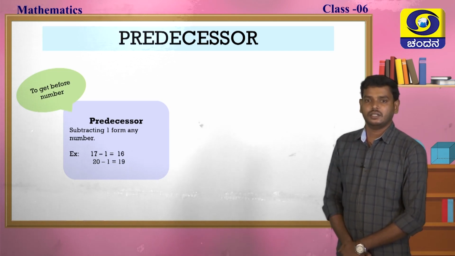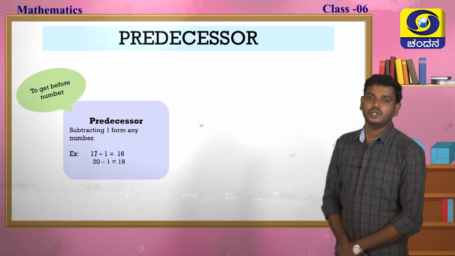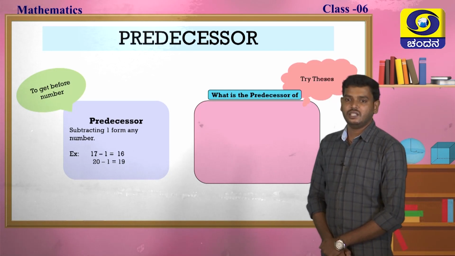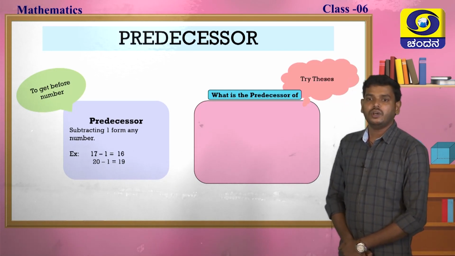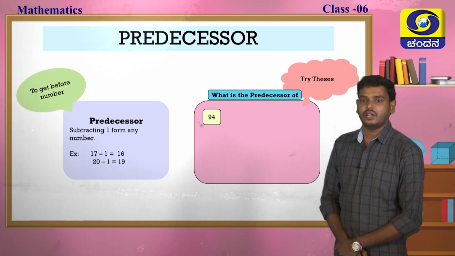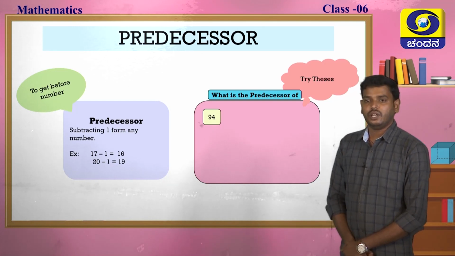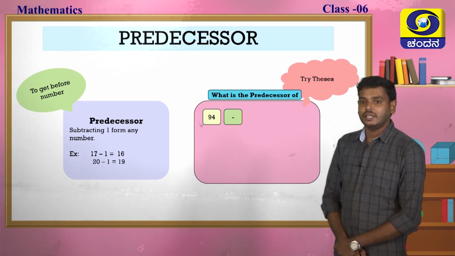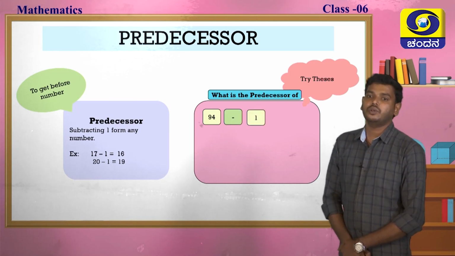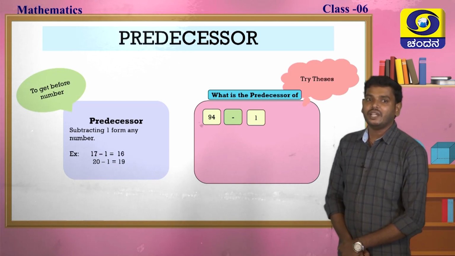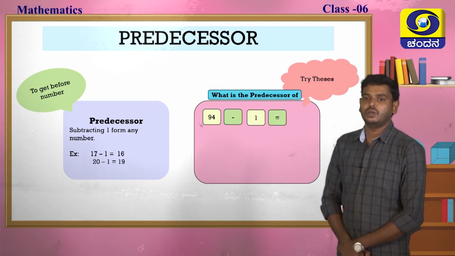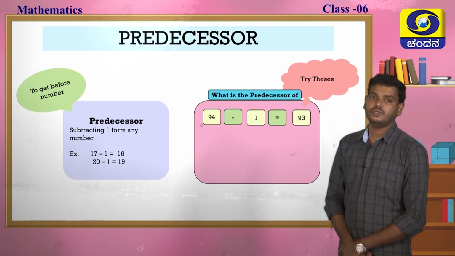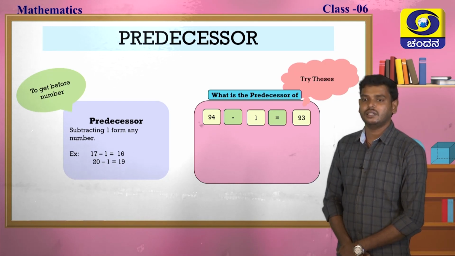Let us take another set of examples, children, so that you can understand clearly. Now, we will try these examples. What is the predecessor of the first one, 94, they have asked. To find the predecessor of 94, what will I do? We have to subtract 1. So, minus 1 is equal to 93. The predecessor of 94 is nothing but 93.